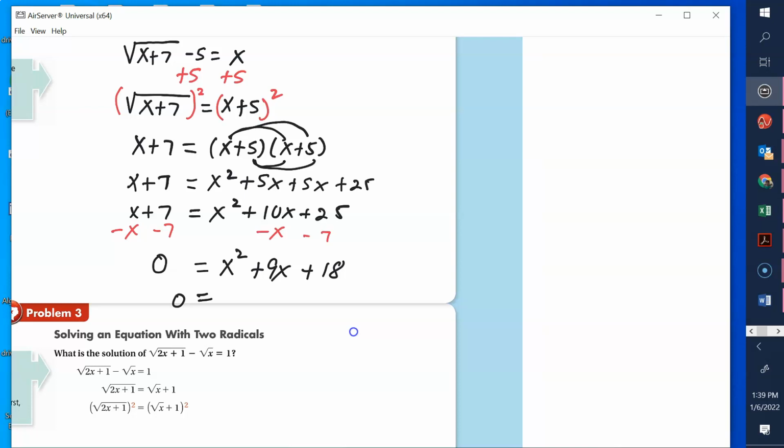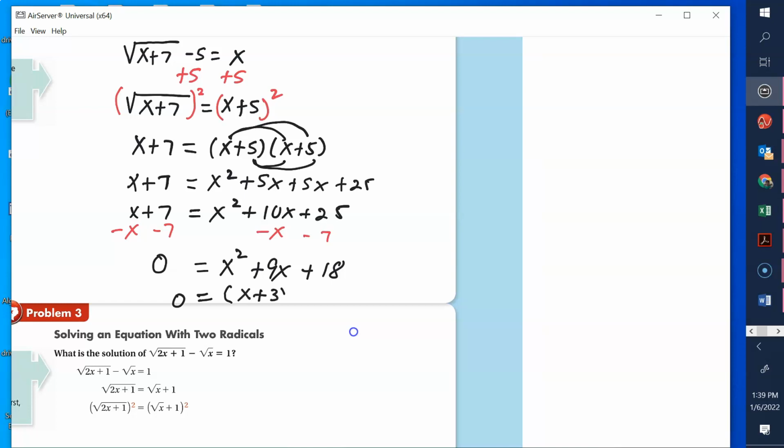You guys need to know this for pre-cal. How do you factor x squared plus 9x plus 18? Find the factors of 18. What are the factors of 18? 9 and 2, that's not going to work, right? Because they have to add up to be the middle term. So what are the factors of x squared plus 9x plus 18?